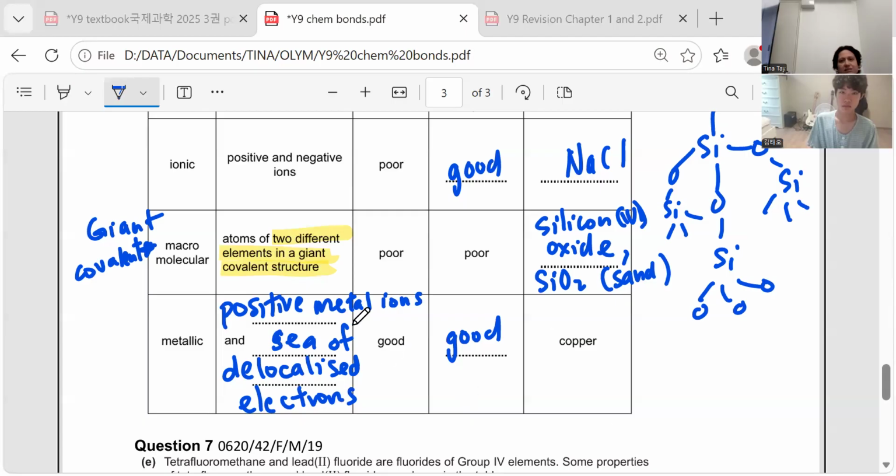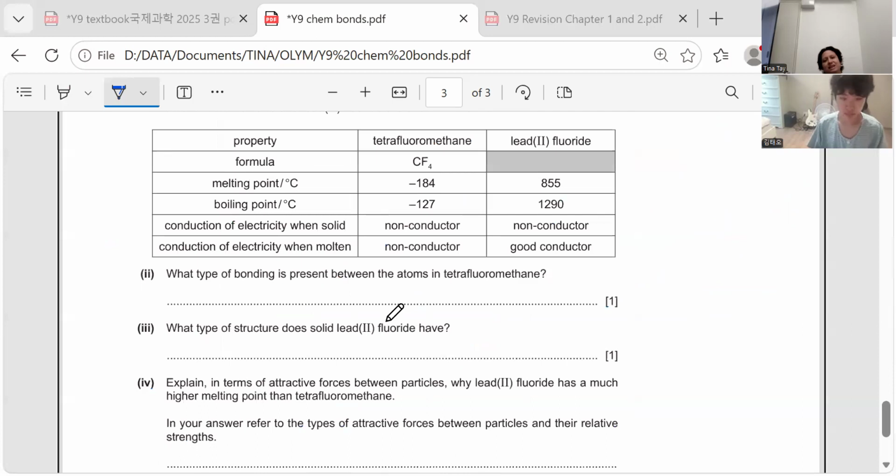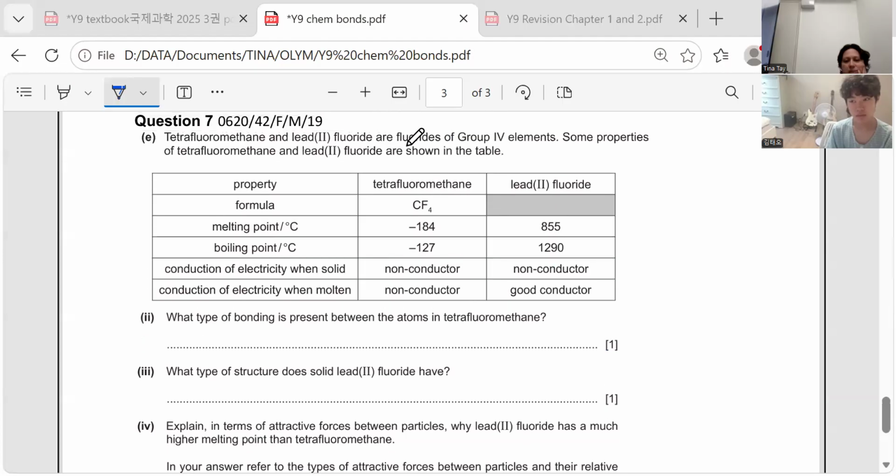Are you guys done? Okay. This one is a little bit different. Now, this is a simple molecule. This is ionic. Okay, please write that down.